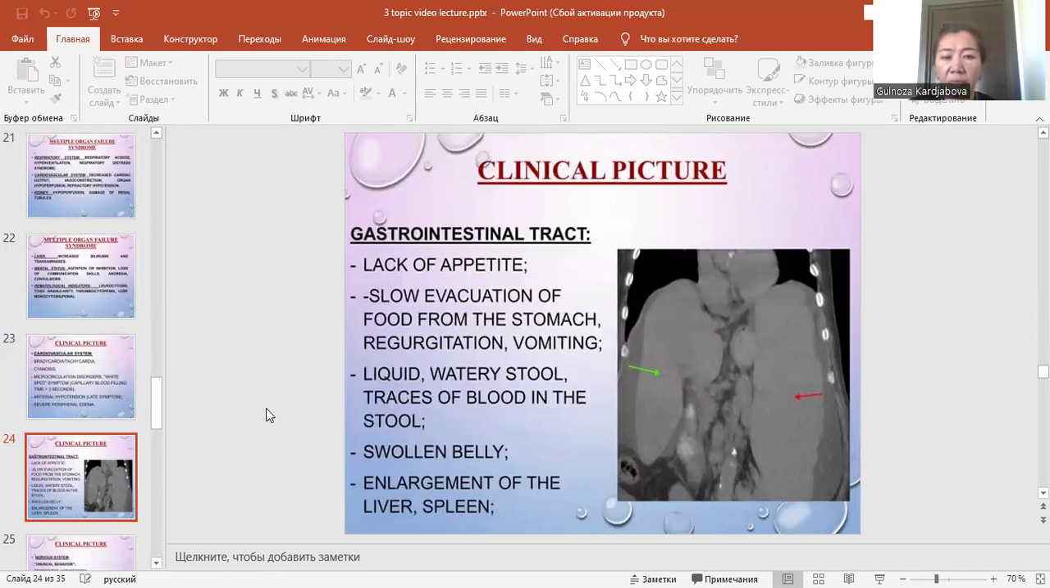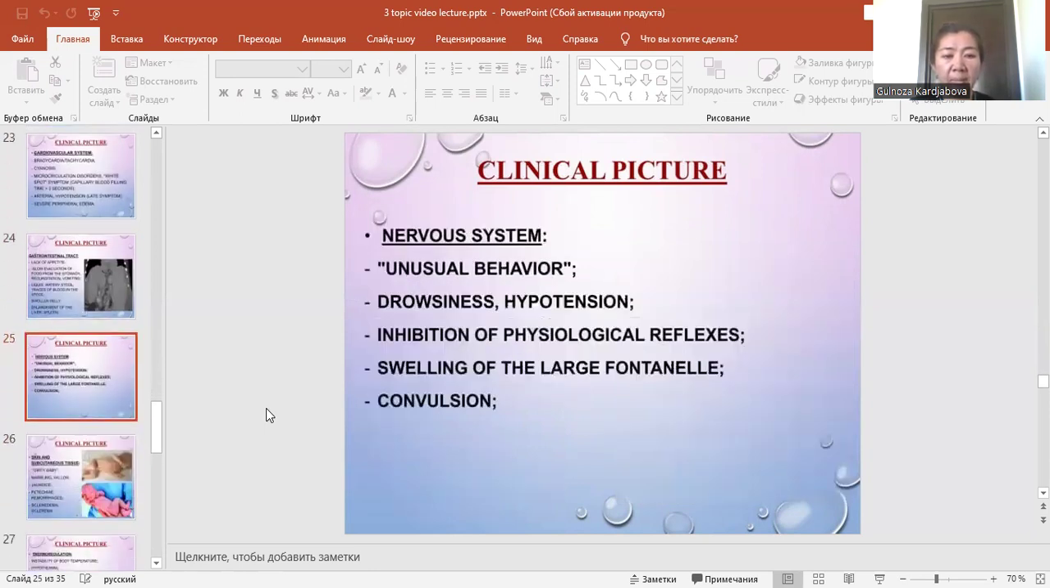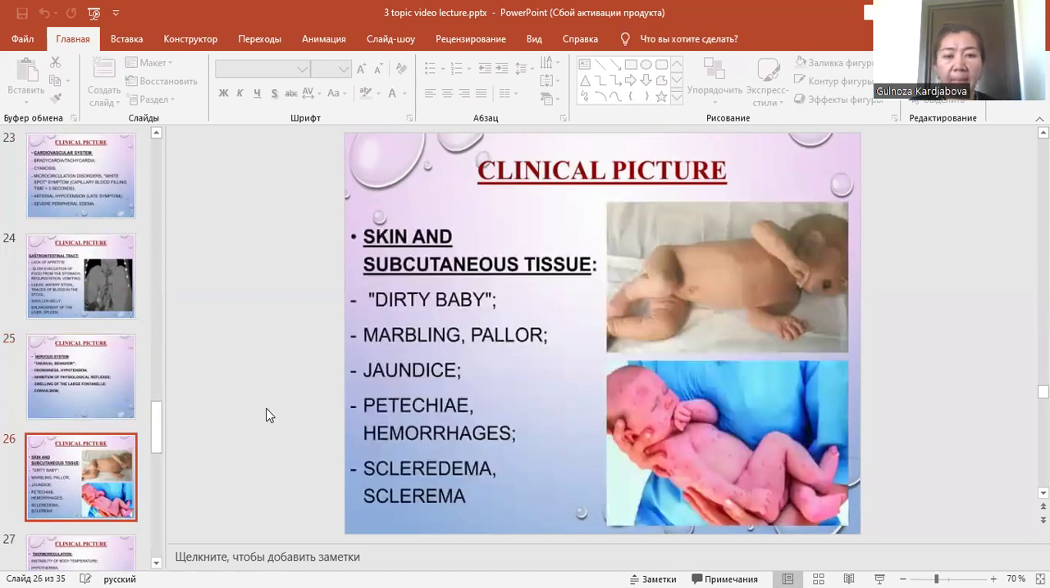Clinical picture, GI tract: lack of appetite, slow evacuation of food from the stomach, regurgitation, vomiting, liquid watery stool, traces of blood in the stool, swollen belly, and enlargement of the liver and spleen. Clinical picture, nervous system: unusual behavior, drowsiness, hypertension, inhibition of physiological reflexes, swelling of the large fontanelle, and convulsions.